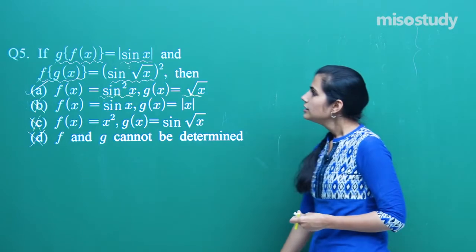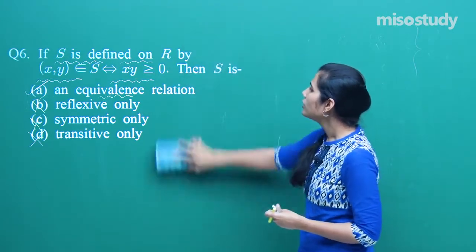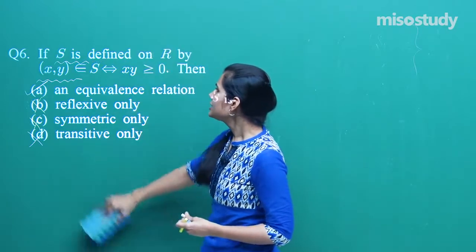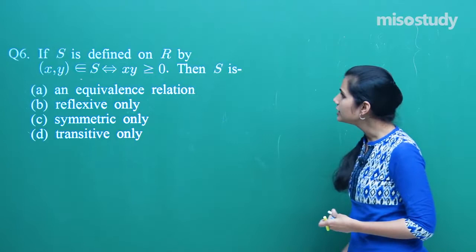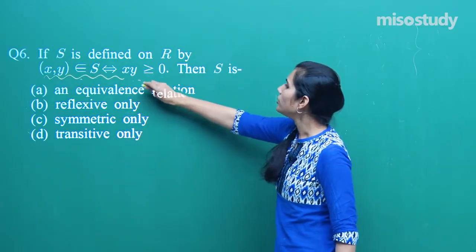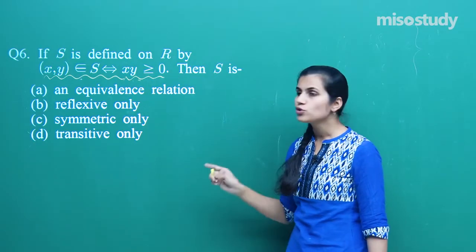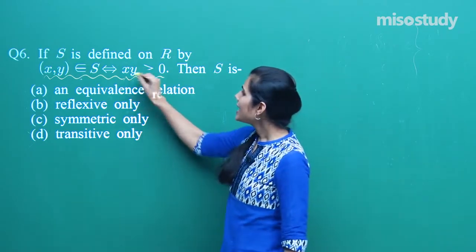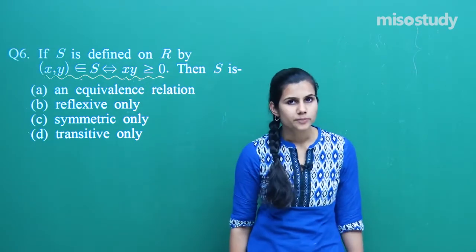Let's see what the next question is trying to demand from us. The next question speaks about a relation. It is saying if S is defined on the collection of all reals by this particular rule, that (x, y) belongs to S provided x into y is non-negative, then S is what?